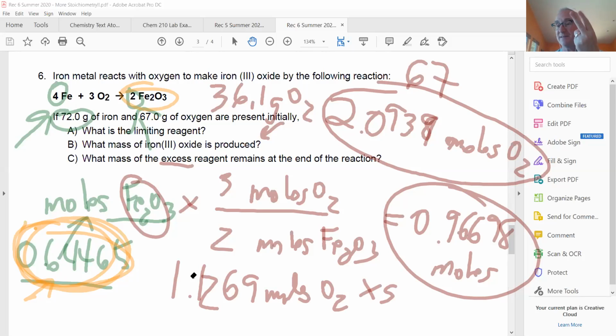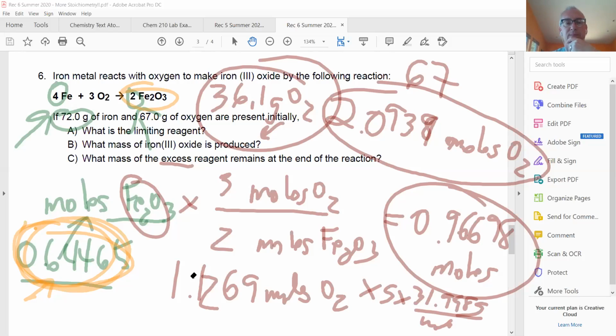So it takes another step. We do another mole to gram conversion. So we multiply that many moles of oxygen by the molar mass, which is 31.998 grams per mole, and we get exactly the same answer. We also get 36.1. So that tells me that's the right answer, because we did it two different ways. We get the same answer both ways.